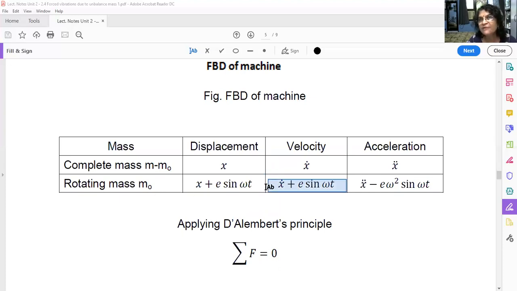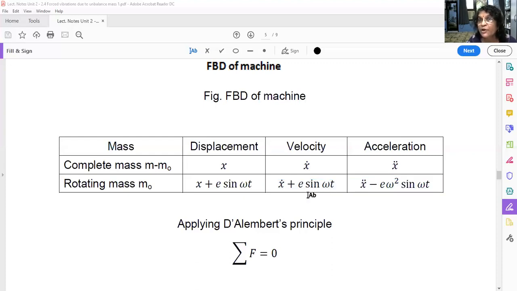So differentiating, we will get velocity. What is the velocity for the complete mass M minus M0? x dot. Differentiating this displacement, we will get x dot plus e omega cos omega t. Correct? Then acceleration: differentiation of x dot further is x double dot, and differentiation of this velocity is x double dot minus e omega square sin omega t.